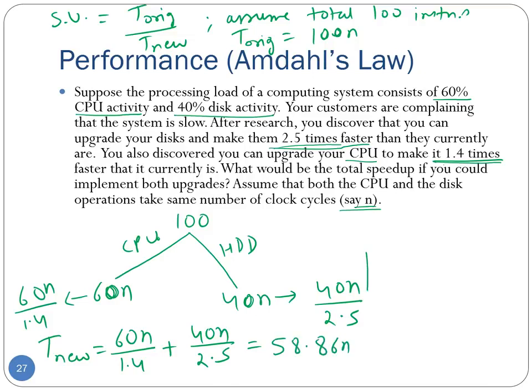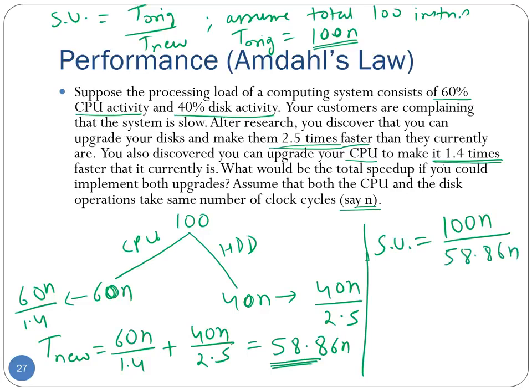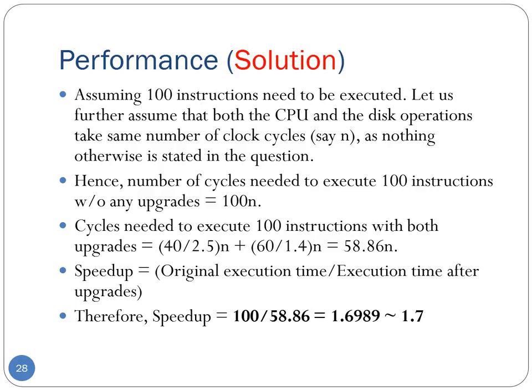So for your overall speed up, let's plug in this new time, and we have the original time 100n. So our overall speed up becomes original time, which is 100n, divided by new time, which is 58.86n. This is roughly equal to 1.7. So this is going to be a speed up of a factor of 1.7. The same solution is also summarized over here.